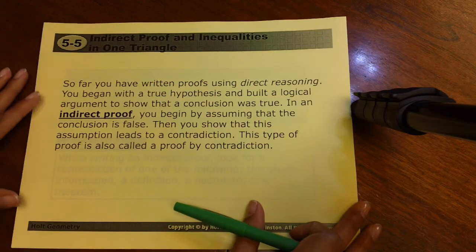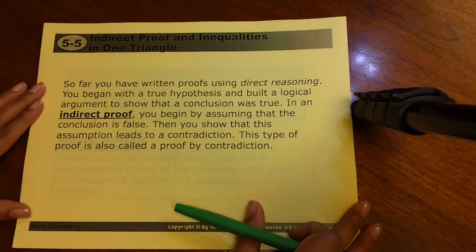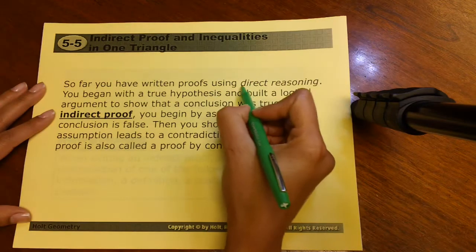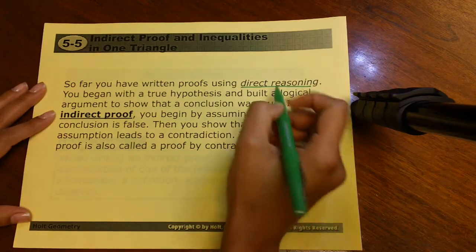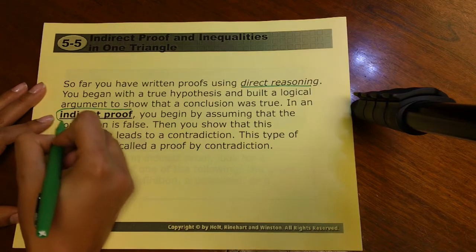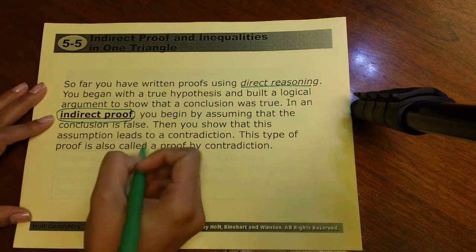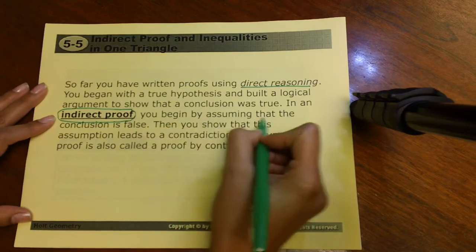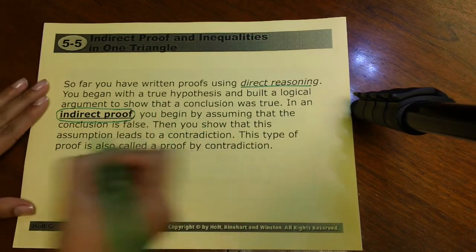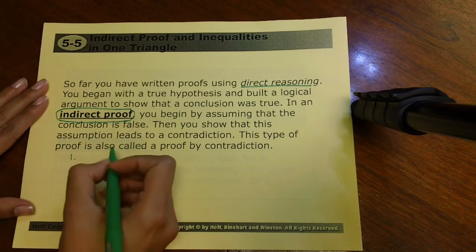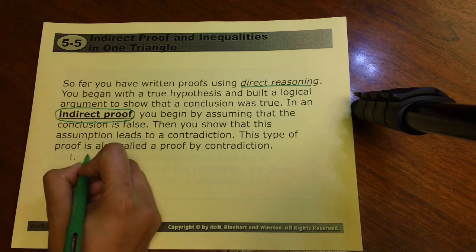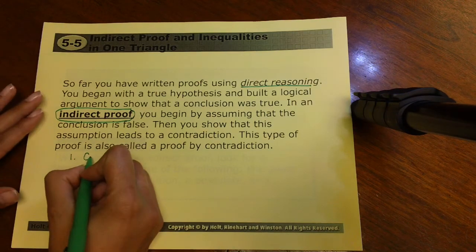I ran out of white paper, so this is going to be in yellow and white. So we've previously been using direct reasoning in our proofs, and now we're going to talk about indirect reasoning for our indirect proofs. And the way this works is you begin by assuming that the conclusion is false. So I'm going to use a science example, and I don't know a whole lot about science, so hopefully I don't mess this up too badly. We're going to pretend that we need to prove that gravity pulls stuff down.